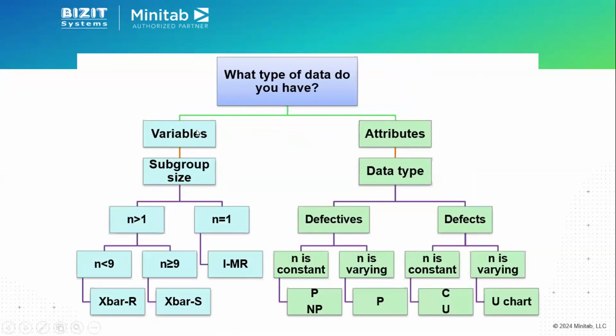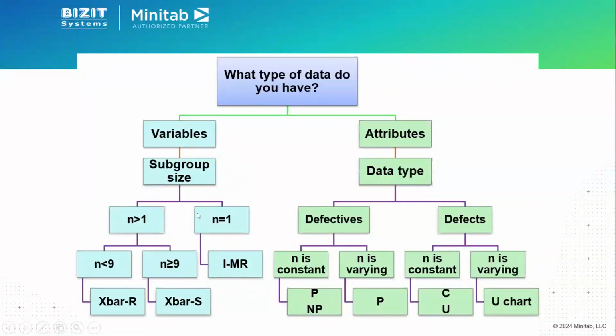Variable is something you can measure, let's say your length, your weight, your height, your diameter and so on. You can measure it with a device or a sensor or whatever. As long as it's a measurement, we consider it a variable or continuous data. The second thing you need to consider is the subgroup size. If every time you take only one, we consider that you will use the IMR chart.